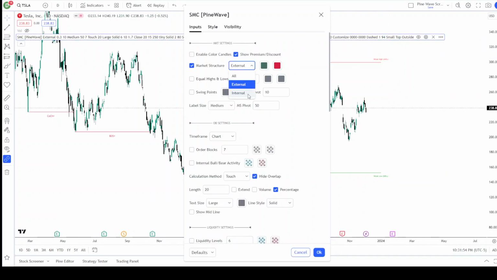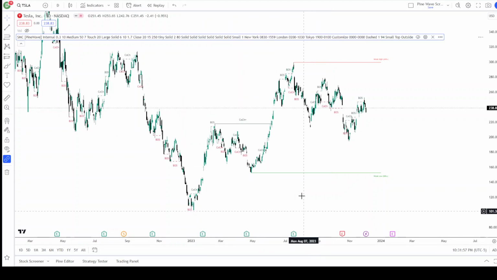You can also turn it on to internal. Internal is going to give you all of these little ones here, so it took this big one off. It gives us our little micro changes of character and breaks of structure. All of these are internal. Right here is an internal because it's internal to this shift. So we have a bigger change of character with all these micro moves happening within it. And again, if we take this, we'll have a bigger break of structure right here. But right now, it shows all those internal structure shifts.